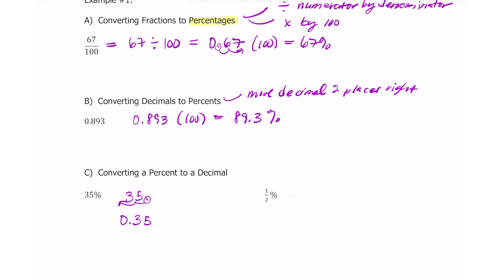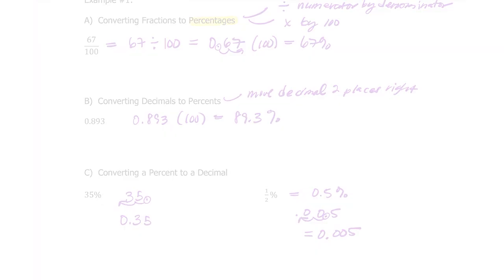For 1/2%, you know that 1/2 can be written as 0.5. So again, if I use that same reasoning and I remove the percentage, and then I move the decimal back two places to the left, you end up with 0.005, which is 1/2%.